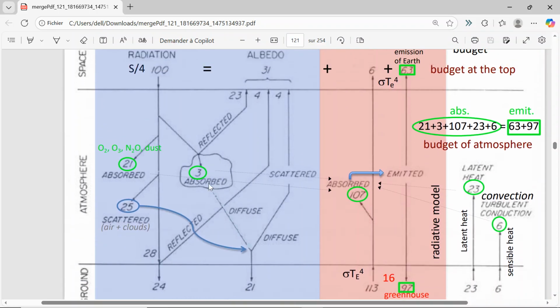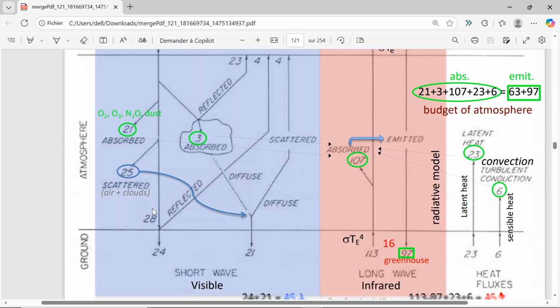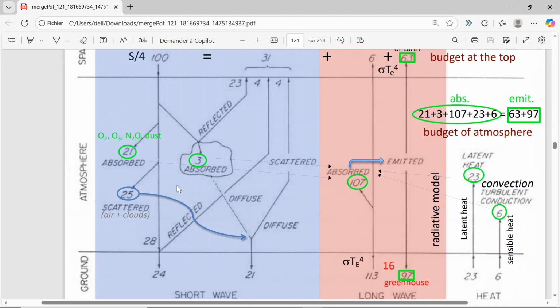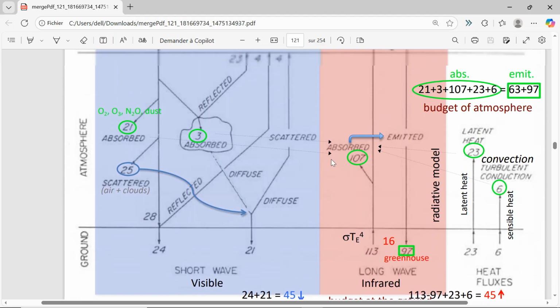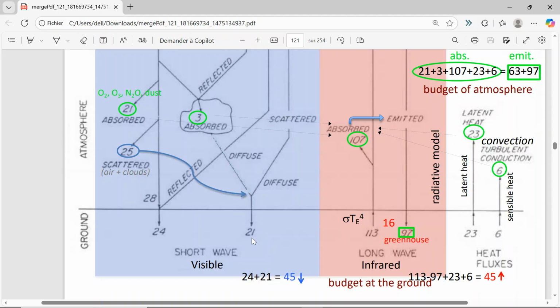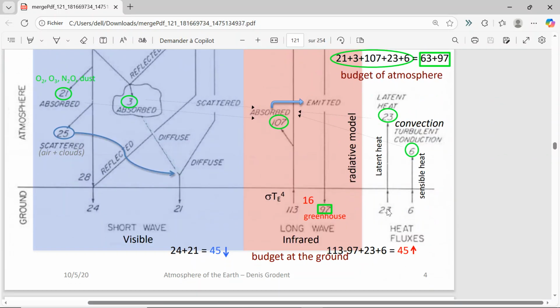So you have 24 units that are absorbed, as explained. You have 25 that are scattered thanks to the air and the clouds. Of those scattered units, 21 reach the ground, while a part of it is redirected and counted with the albedo of the Earth, so 30%. So at the end, you have 25 plus 21 units of visible light that access the Earth, so 45. Concerning the Earth, it emits in the infrared.